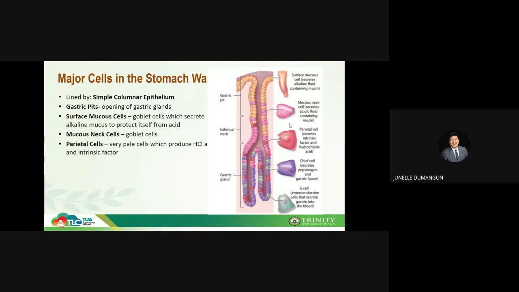Next, this reddish-looking cell, these are very important because they produce hydrochloric acid. HCl is hydrochloric acid, and intrinsic factor. So hydrochloric acid, I'm sure that you've heard of this. This is a very strong acid capable of dissolving the food that we intake, no? Kaya nga, 'di ba, we also have a condition called hyperacidity. So that happens when there is too much hydrochloric acid that is produced by your parietal cells.